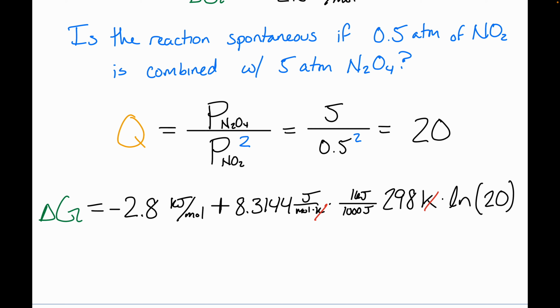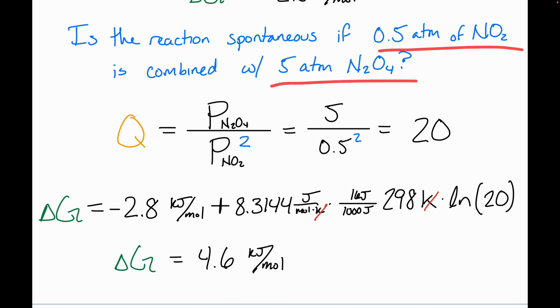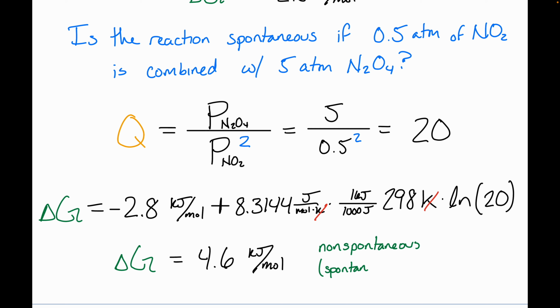All right, so punch that into my calculator, along with that joules to kilojoules unit conversion, we get 4.6 kilojoules per mole. So under these conditions, what would we say about this reaction? Non-spontaneous, and really this means that this reaction will proceed in the reverse direction, right? So remember, by non-spontaneous, that's just another way of saying it's spontaneous in the reverse direction.